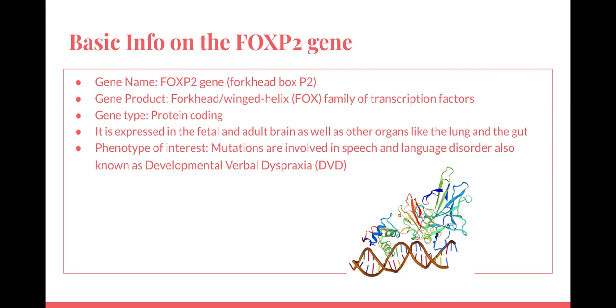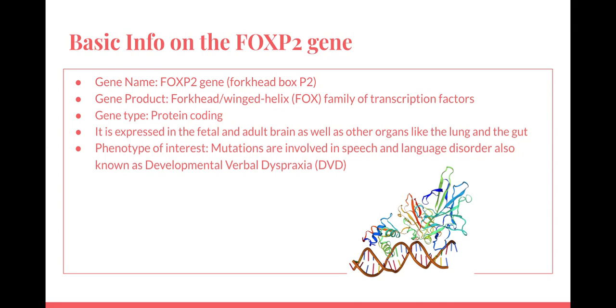FOXP2 is especially active in regions of the brain that are involved in speech, such as the basal ganglia and Broca's area. These areas help us plan movements, string together sounds, and produce clear, fluid speech. FOXP2 isn't only found in the brain. It's also expressed in the lungs and the gastrointestinal tract. However, its role in the brain is what makes it so famous.